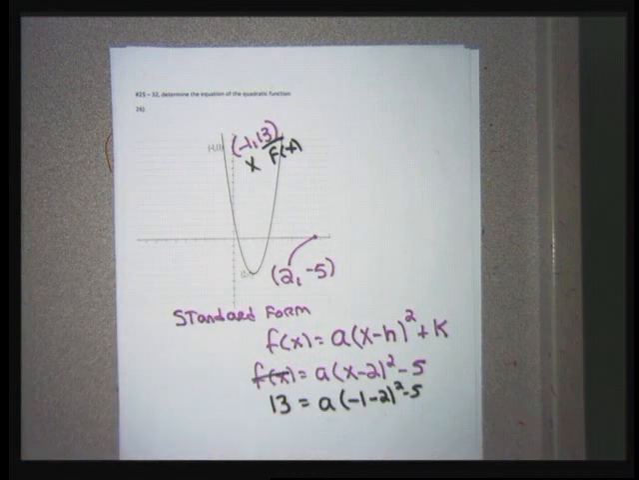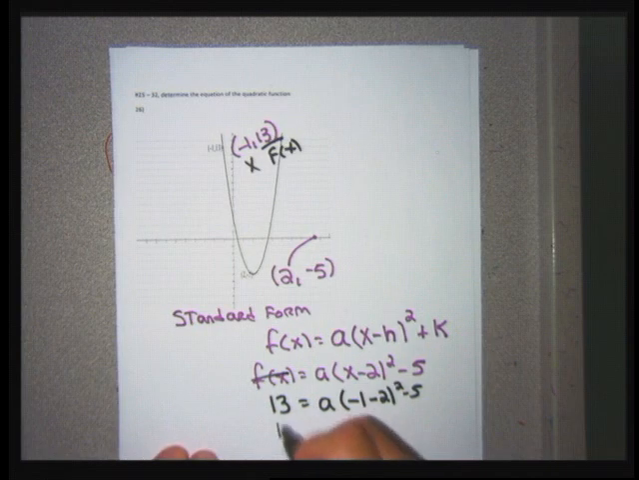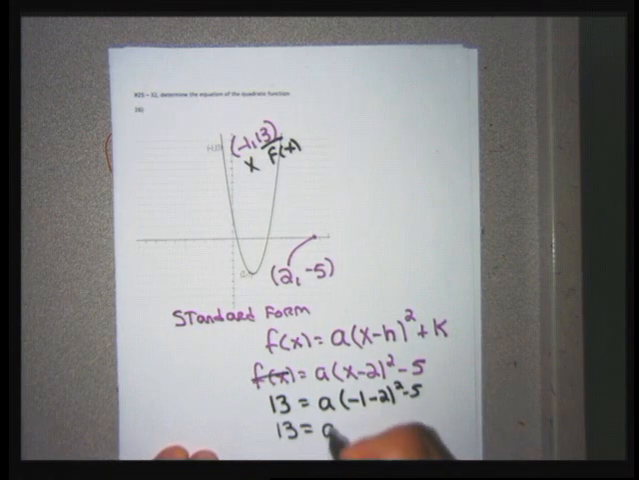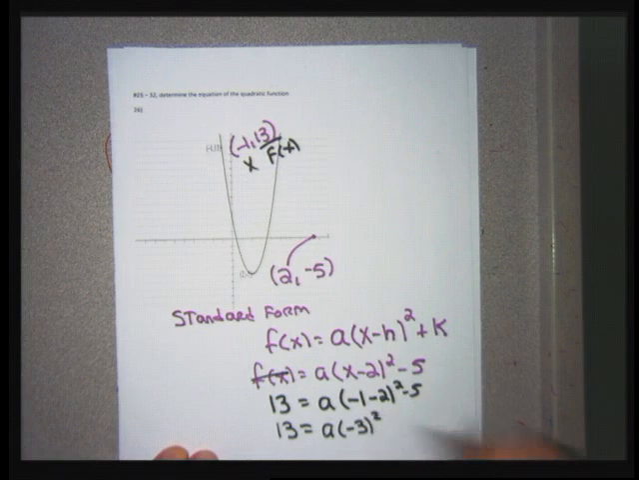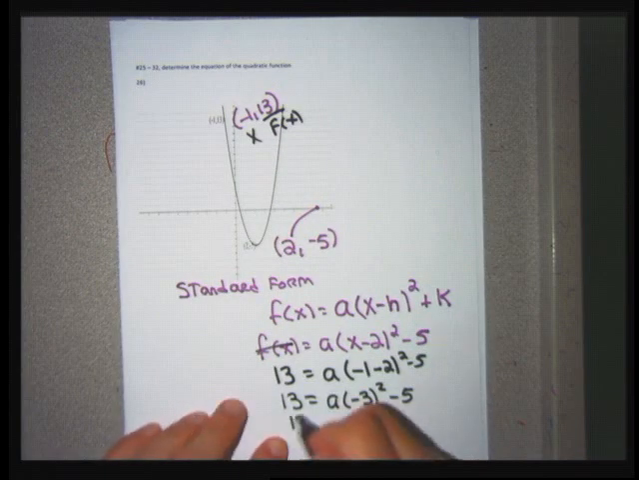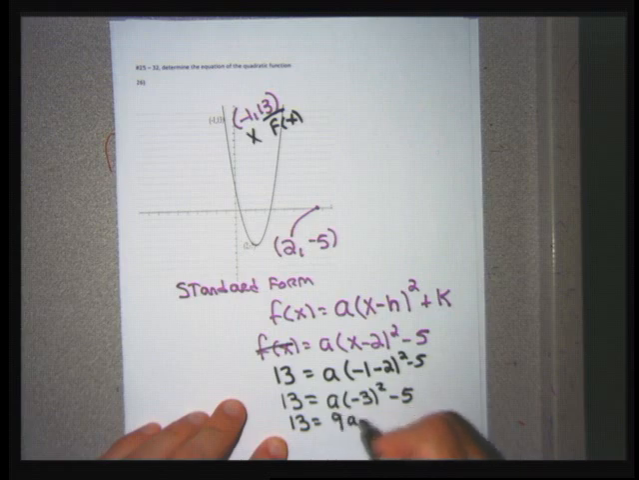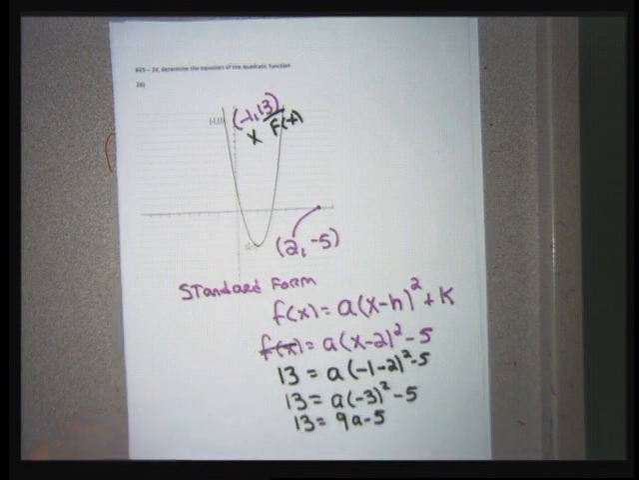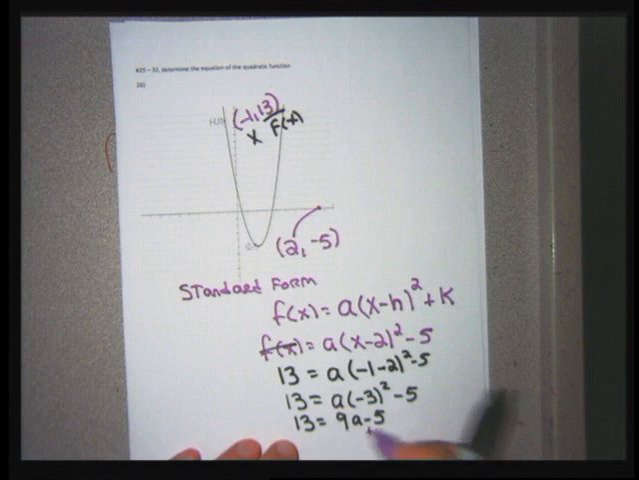If I solve this for a, now I'm going to have an equation that has a vertex of (2, negative 5) that passes through the point (negative 1, 13). So I'm going to solve this for a. I'm going to get 13 equals a times, inside the parentheses, both the numbers are negative. I'm going to add them and keep them negative. So I'll get 13 equals a times negative 3 squared. Negative 3 squared is 9, so I get 13 equals 9a minus 5. Now I'm going to add 5 to both sides.